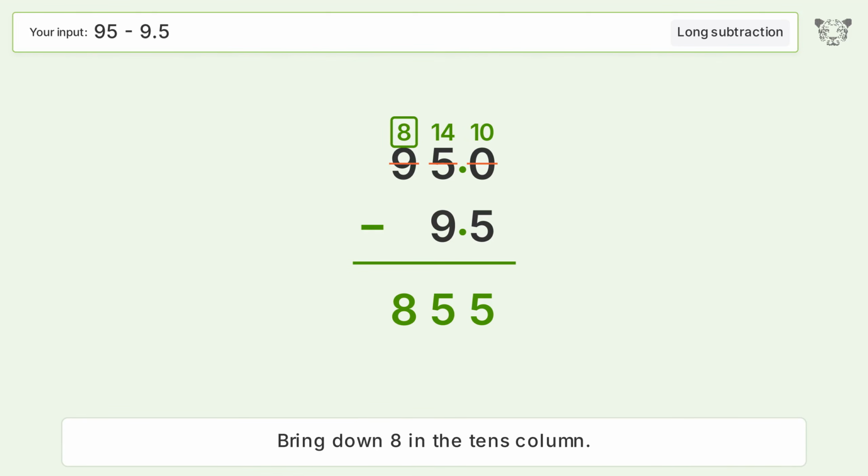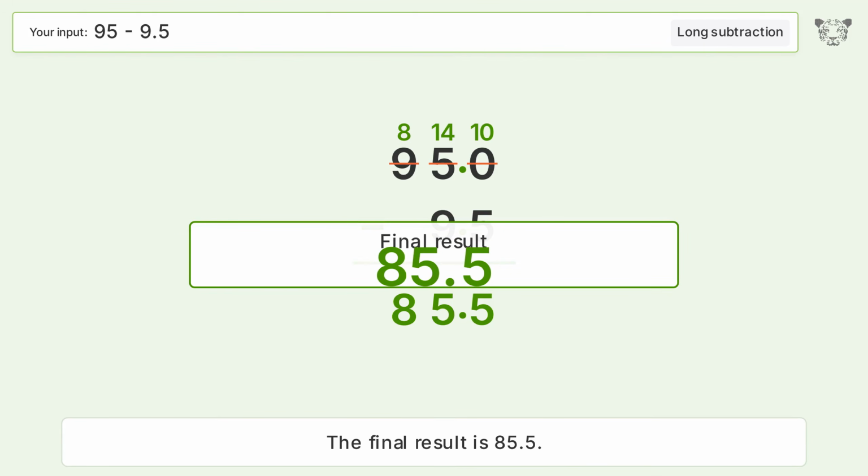Bring down 8 in the tens column. Bring the decimal point straight down into the answer. The final result is 85.5.